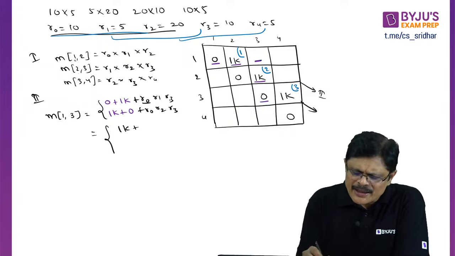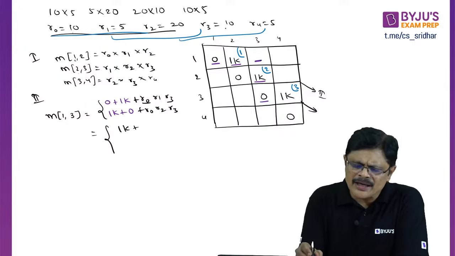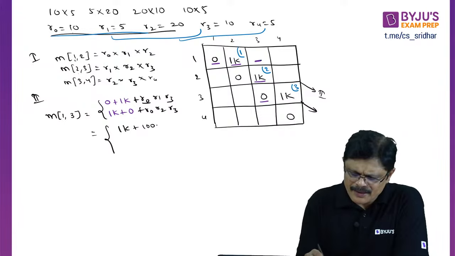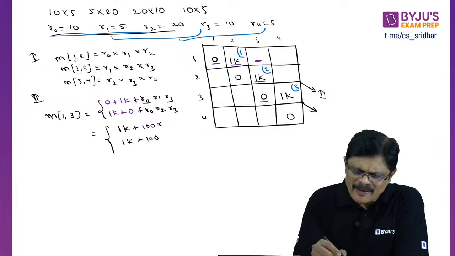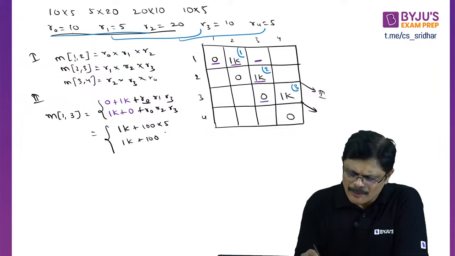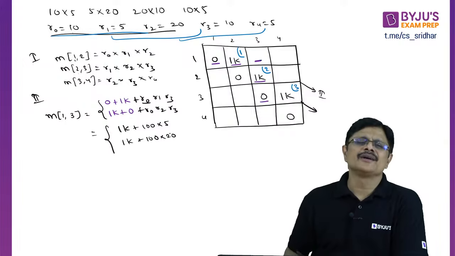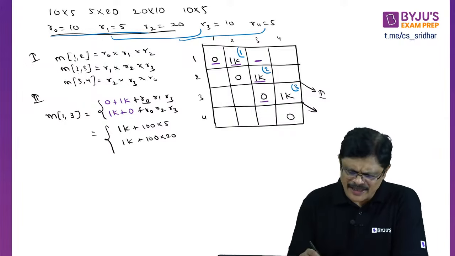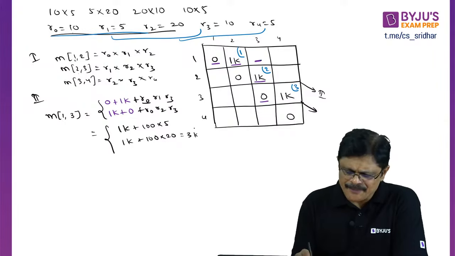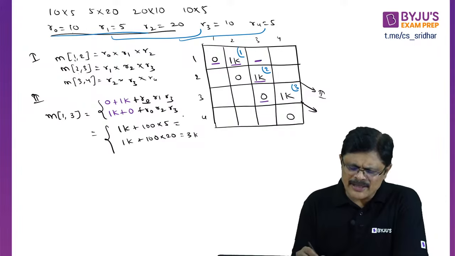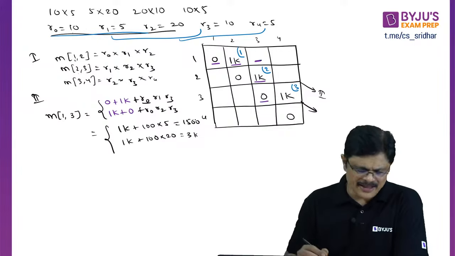See, R0 into R3 is fixed. R0 into R3 is 100. One time you have to multiply with R1, which is 5, and one time you have to multiply with R2, which is 20. So it is 500 and it is 2000. So 2000 plus 1000 is 3000, that is 3K. And it is 1000 plus 500, it is 1500.